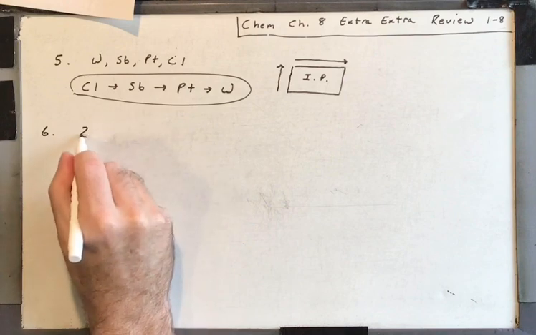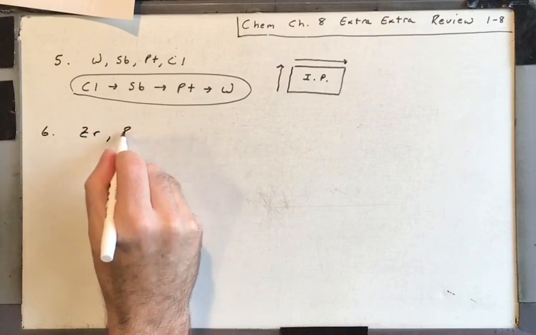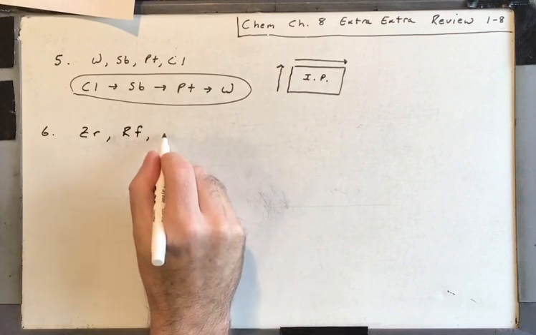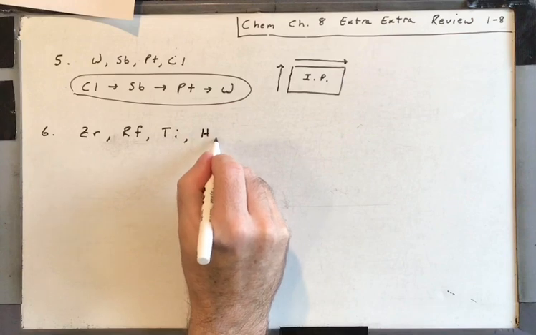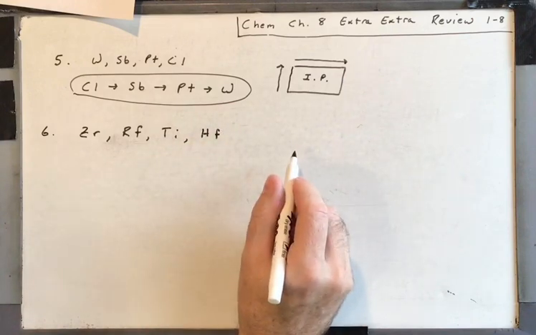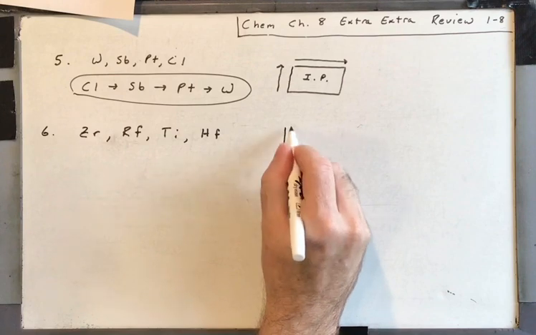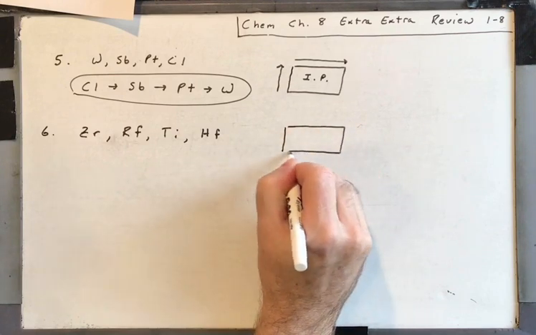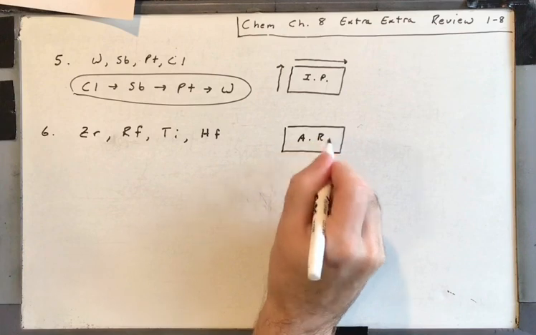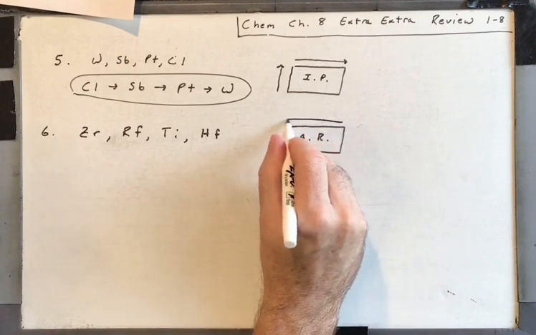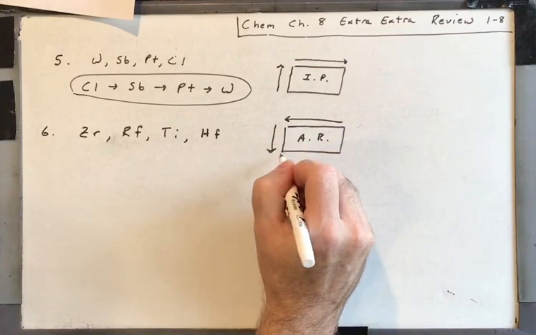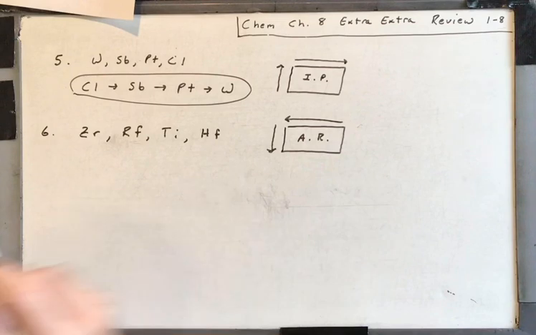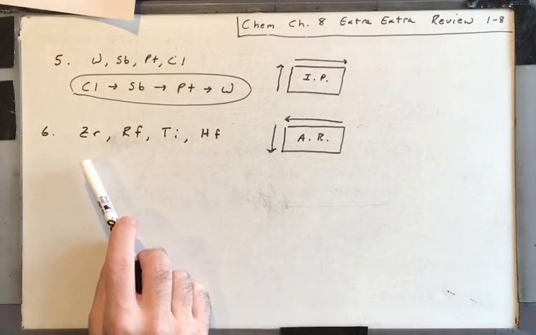All right, 6, zirconium, rutherfordium, titanium, and hafnium. This one is about atomic radius. So remember, smallest is in the top right, biggest is in the bottom left. So we're increasing as we go to the left and down, opposite ionization potential. Okay, so we are ordering smallest to largest, least to most.